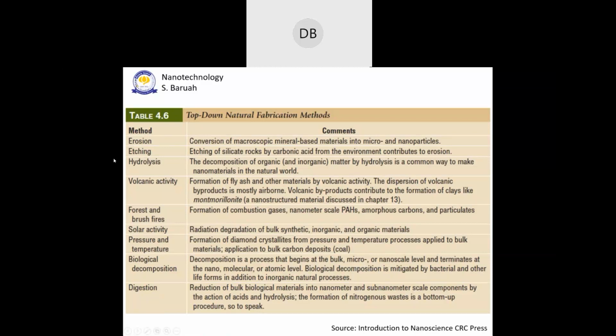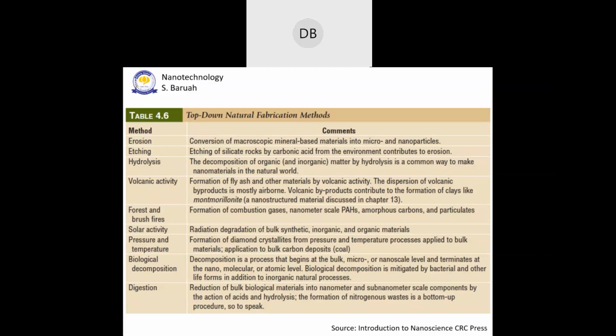So then another process is called hydrolysis. Hydrolysis basically means breaking up of water. Okay, a typical example: when we make oxygen and hydrogen from water, we use some electrical connections and put some electrodes and we can separate out water, right? So that is called hydrolysis. Hydro means water, lysis means to break up. So we can have some decomposition of the organic or inorganic material available in nature through hydrolysis processes, and the decomposition results in the formation of nanomaterials or nanoparticles.